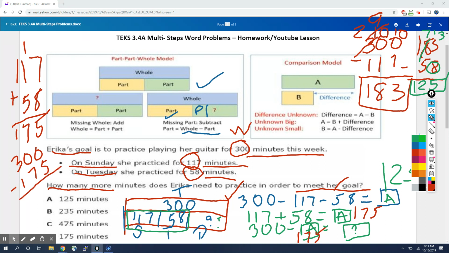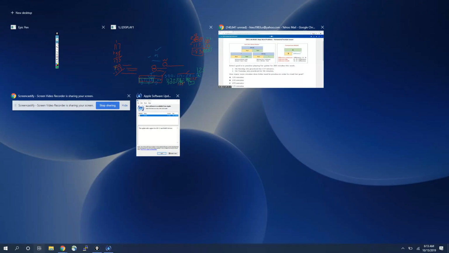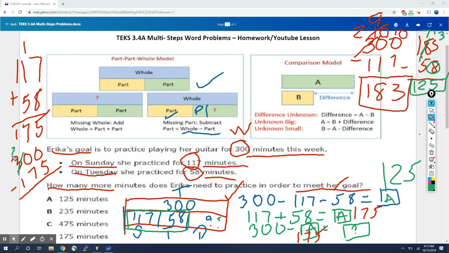Okay, I'm going to use a different color. So this one will be a 2, and this one becomes a 10. Now this one becomes a 9, this one becomes a 10. 10 take away 5 will be 5. 9 take away 7 is 2. 2 take away 1 is 1. So the answer is still 125.